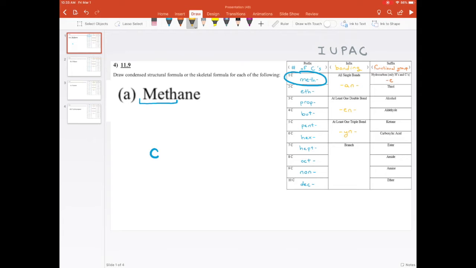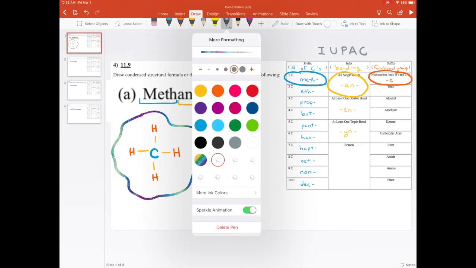Then the infix. The infix AN tells us we have all single bonds. Now I know carbon makes 4 bonds, so that's going to be 4 single bonds. Last but not least, the suffix E tells us that we only have hydrogen and carbon. So at the other ends of those bonds, I can't put carbon, because that would give me more carbons, and I know I only have 1, so I have to put hydrogen, because this molecule is a hydrocarbon and is only made up of hydrogen and carbon. And that is methane.